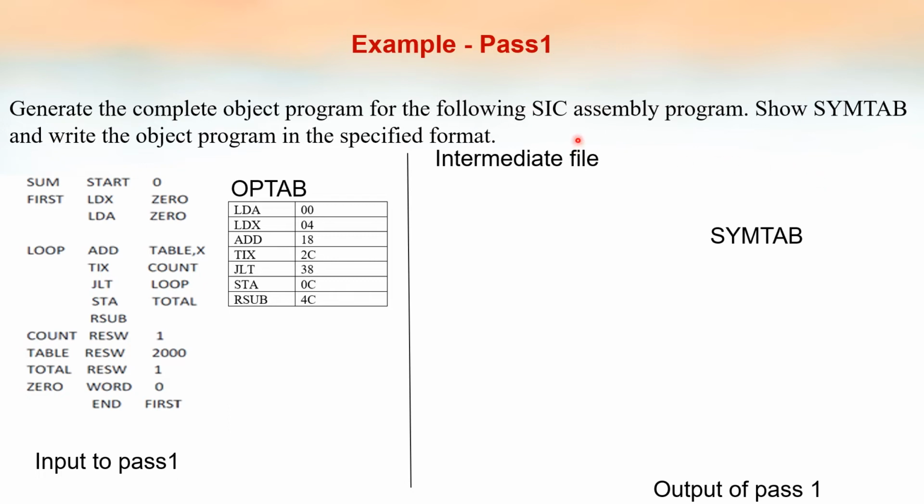Now we can learn the pass 1 of the assembler algorithm. See this question. Generate the complete object program for the following assembly program. SIC assembly program. Show SymTab and write the object program in the specified format. So what the question is, we have been given an assembly language program which is written in SIC. It has to be converted into machine language.